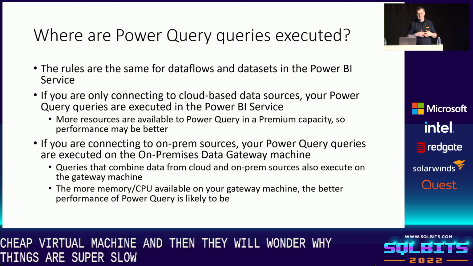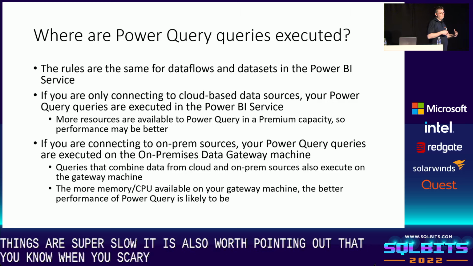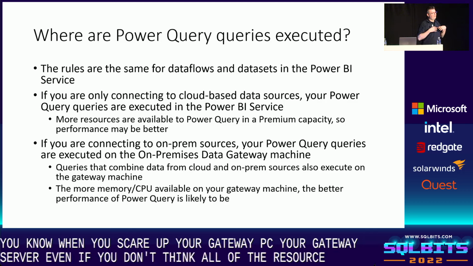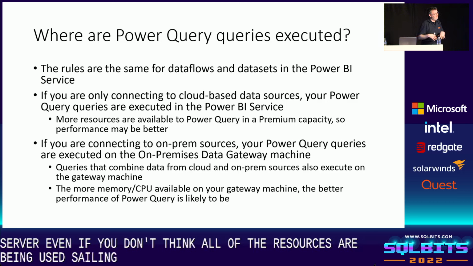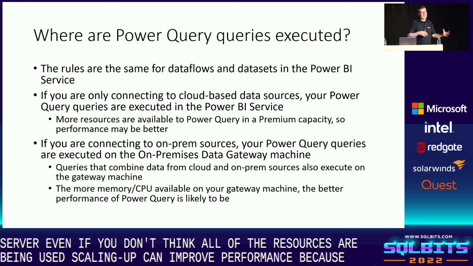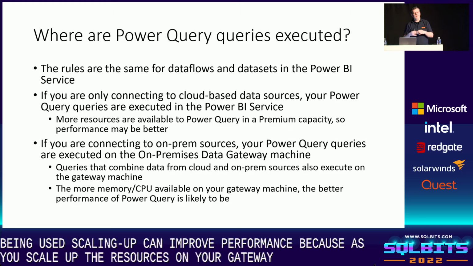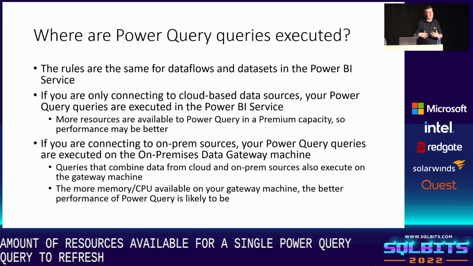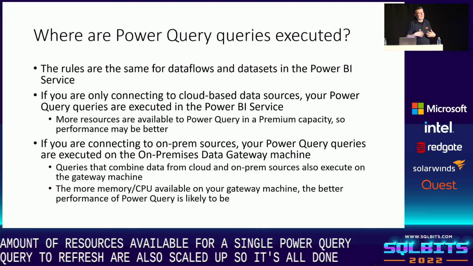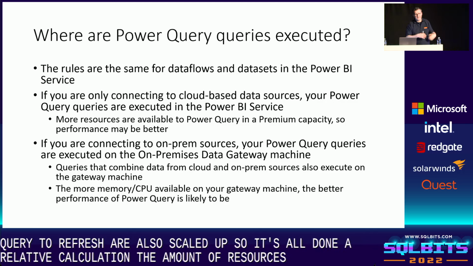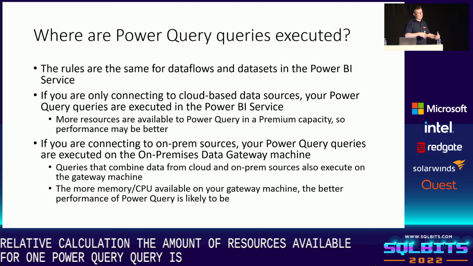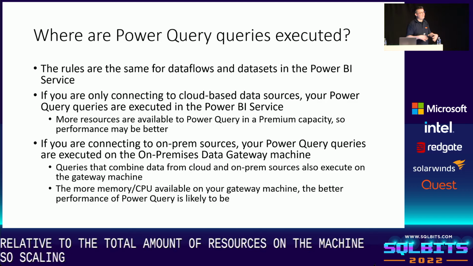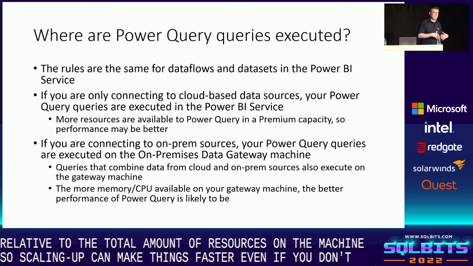It is also worth pointing out that when you scale up your gateway server, even if you don't think all of the resources are being used, scaling up can improve performance, because as you scale up the resources on your gateway server, the amount of resources available for a single Power Query query to refresh are also scaled up. So it's all done as a kind of relative calculation. The amount of resources available for one Power Query query is calculated relative to the total amount of resources on the machine. So scaling up can make things faster, even if you don't see your gateway server under stress.